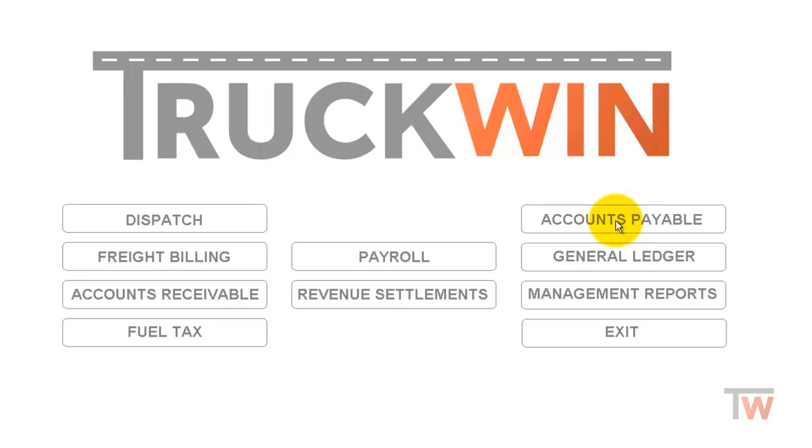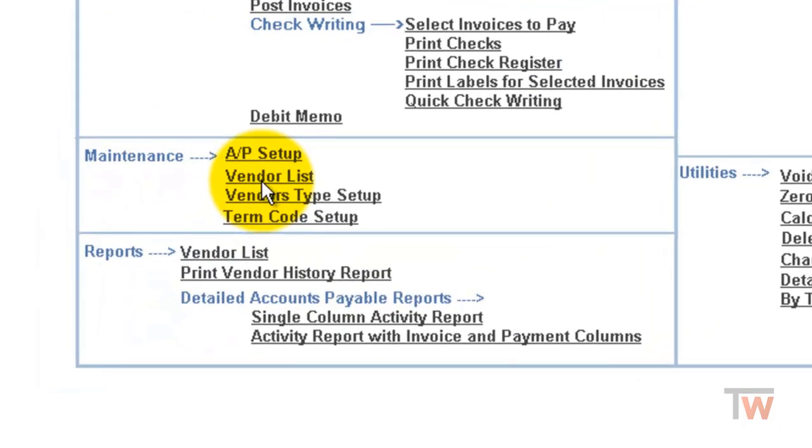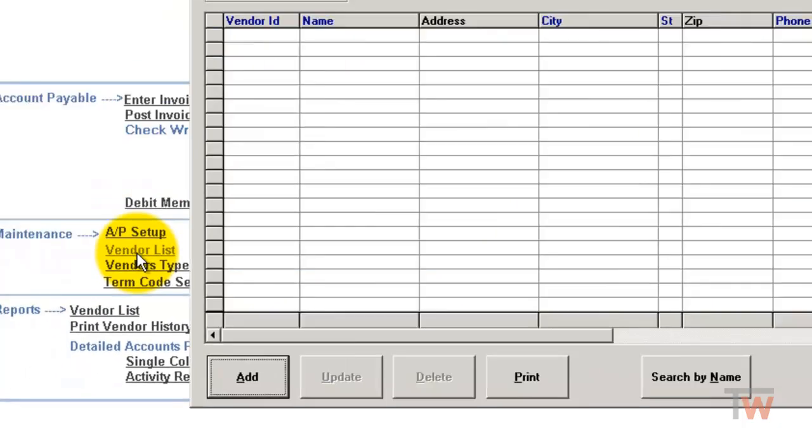The vendors that you write checks to will need to be entered into the vendor list in accounts payable before you can enter in invoices. And I will show you how to enter in a vendor into the vendor list. You will click on accounts payable. Inside accounts payable, under maintenance, you're going to see vendor list. Go ahead and click on that.